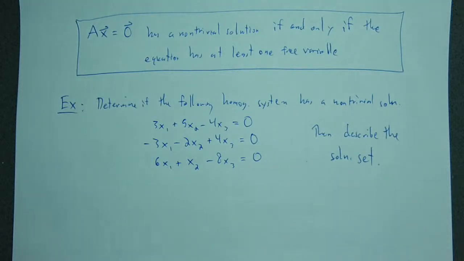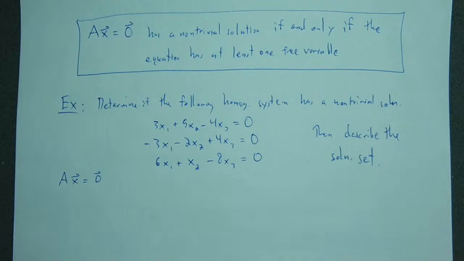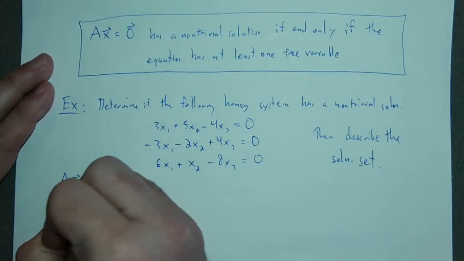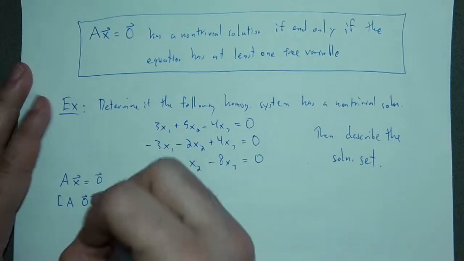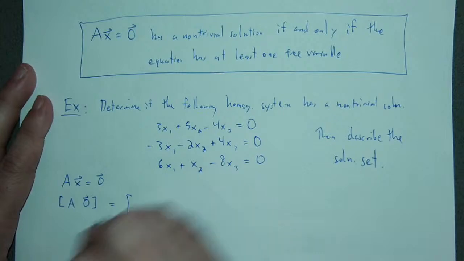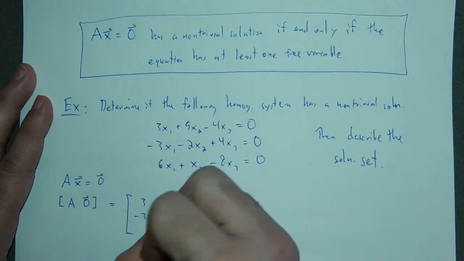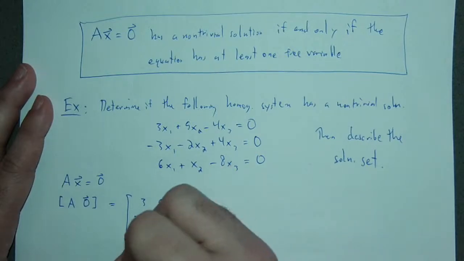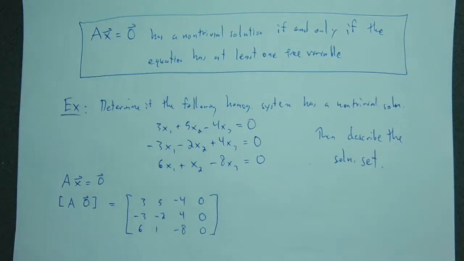All right, so let's do this. The first thing we do is set this up as the matrix equation Ax equals 0. It's clearly homogeneous. So this has an associated augmented matrix, which is just A and then the 0 vector column. Well, what is that? So that is my augmented matrix. I'm going to read row-wise. This is 3, 5, minus 4, 0, minus 3, minus 2, plus 4, 0, 6, 1, minus 8, 0. That's what it looks like.